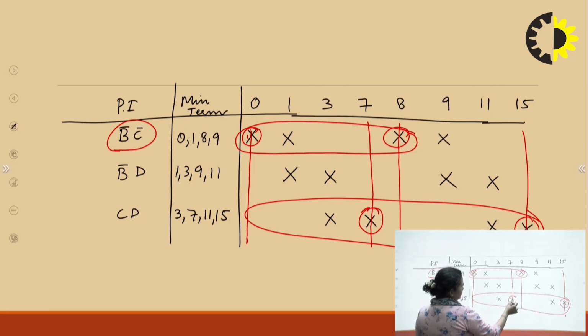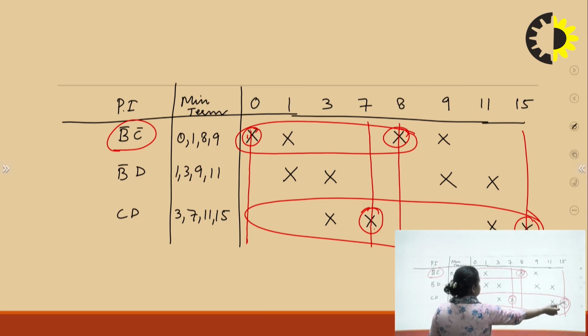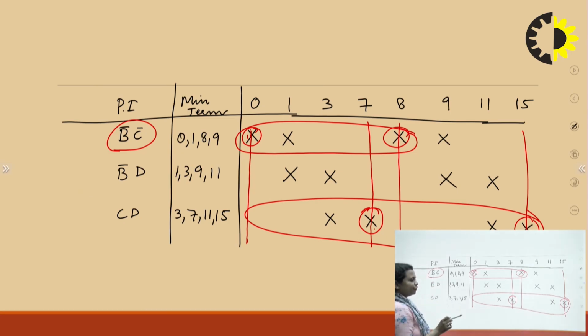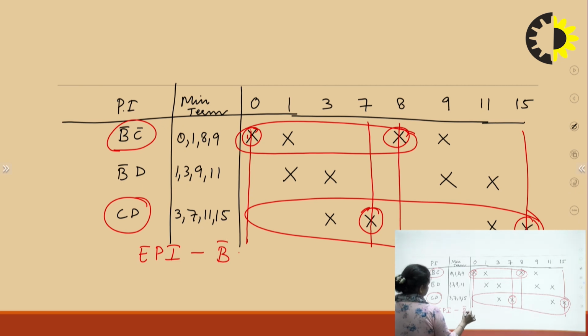Similarly 7 exists only at this CD, so it will contribute to the final answer, and 15 also exists only at 3, 7, 11, 15. So this will also contribute to the final answer. So this is CD. Your final essential PIs will be B dash C dash plus CD. Right? I think this is clear to you. If you check with the help of a K-map, you will get the same answer.